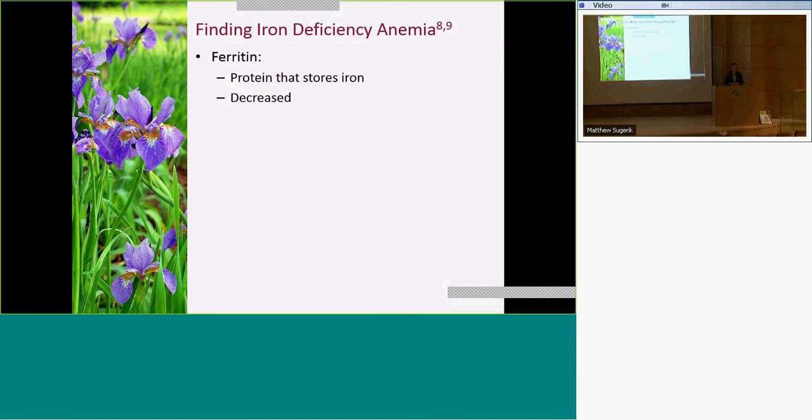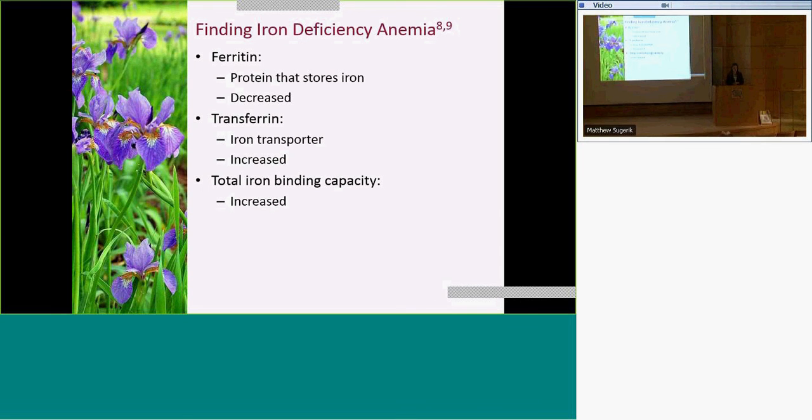So finding it. Iron studies often include looking for ferritin. This is the protein that physically stores iron. If you haven't got it, you don't have the protein that's storing it. Transferrin transports the iron. If the body is short on iron, it's going to make more transferrin because it's going to desperately try to pick up as much iron as it can through the GI system. Your total iron binding capacity goes up, again, because you're trying to maximize the amount of iron that gets grabbed and utilized.